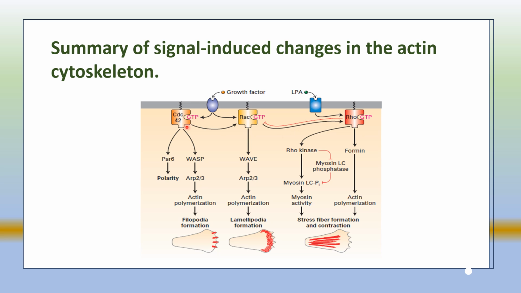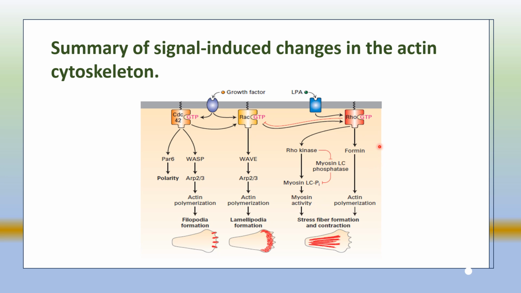Now the activation of these intracellular components leads to the activation of the effector proteins. In this case, CDC42 leads to activation of WASP, that leads to the activation of ARP2/3, and then finally the polymerization of the actin. Similarly, we have Rac GTP. Again, it leads to the activation of an effector protein, that is WAVE, and finally the actin polymerization. Similarly, Rho GTP activates a Rho kinase, and that finally leads to the myosin activity.